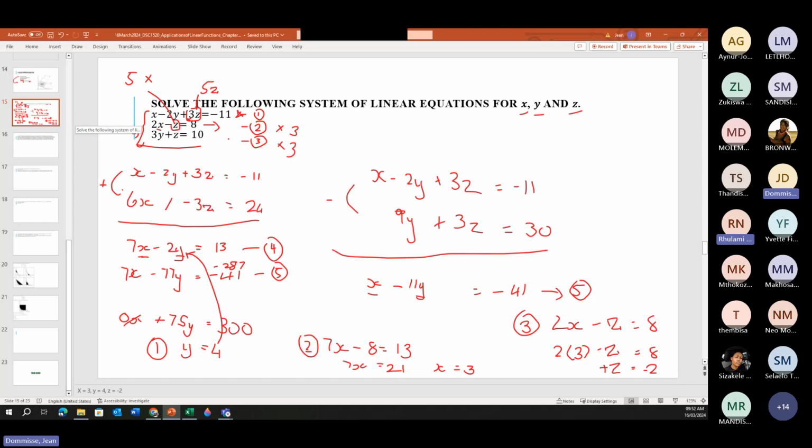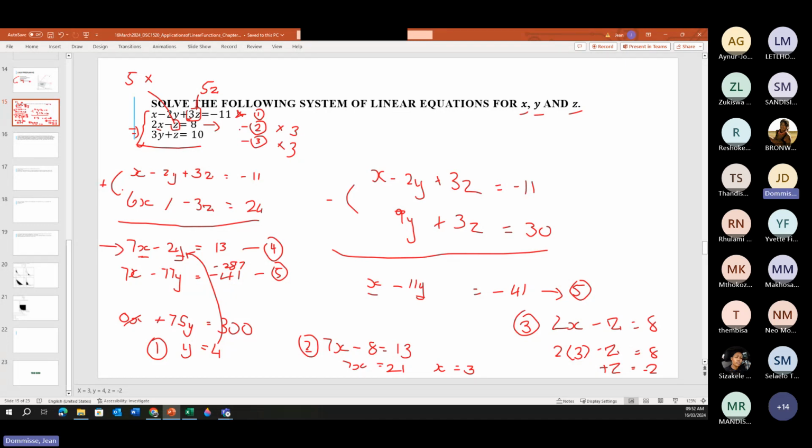Sorry, sir. Just want to ask, on your third equation, I see you said 7x minus 2y is equal to 13. What did you do here? Did you add with the x on the first equation or you multiplied? Okay, so let me quickly see. So that was, yes, so I added those two together.